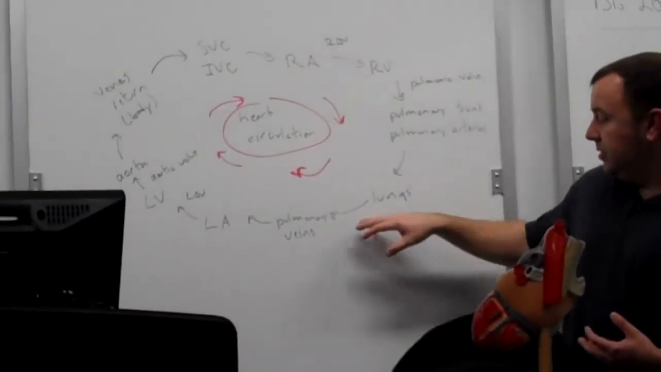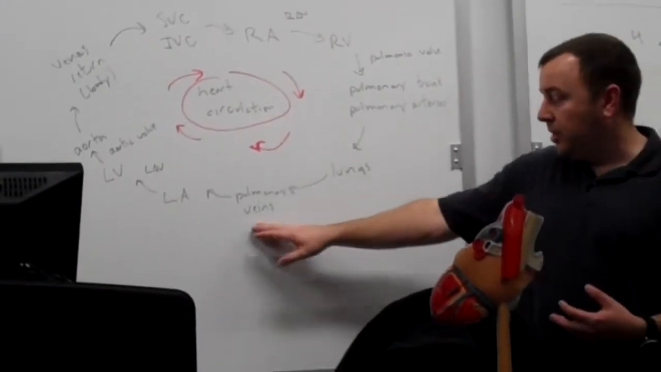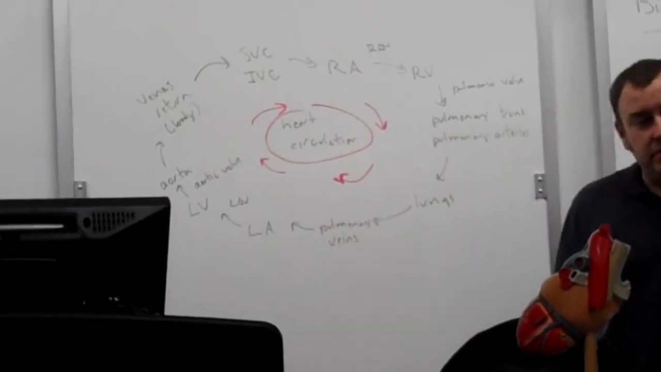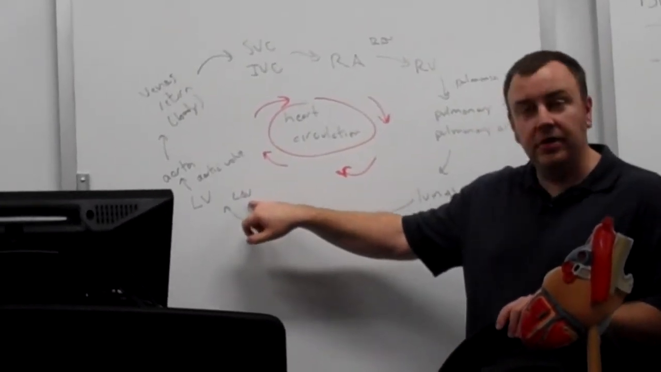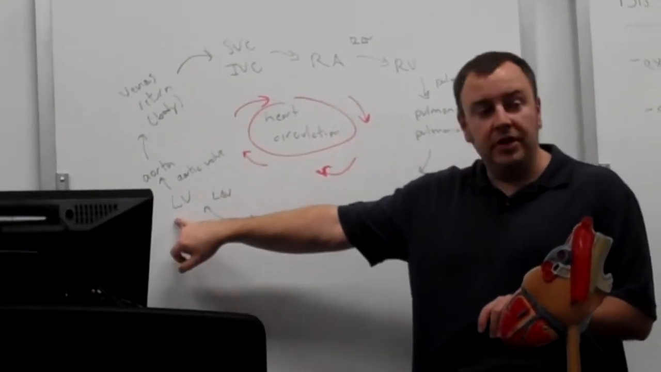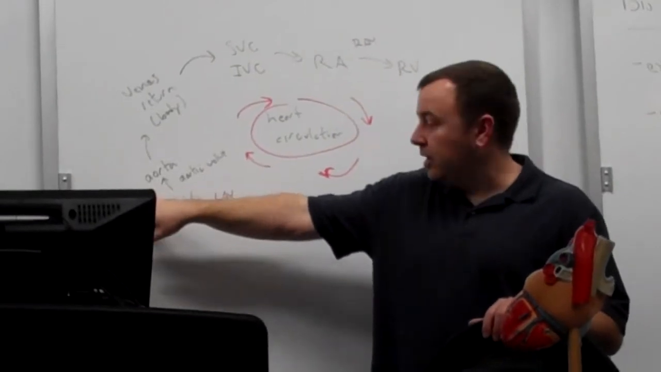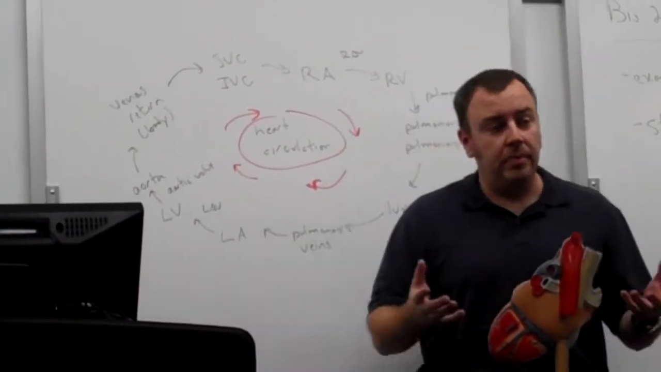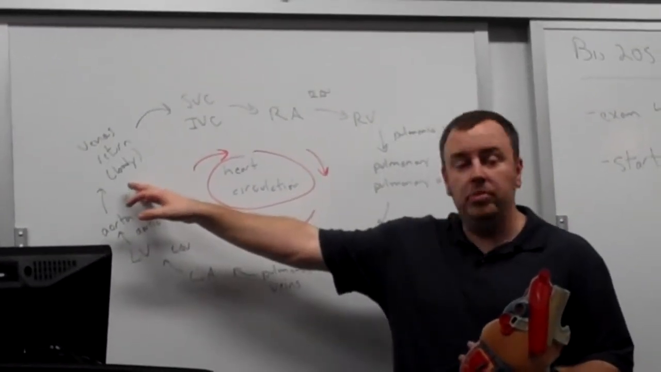From there, the blood is going to get drained through the pulmonary veins. So the pulmonary veins are going to drain the blood from the lungs into the left atrium. From the left atrium, the blood will pass through the left AV valve into the left ventricle. From the left ventricle, it's going to flow out into the aorta via the aortic valve. And from the aorta, it'll break up into the tissues of the body. The oxygen will get extracted, and we'll be back to venous return.